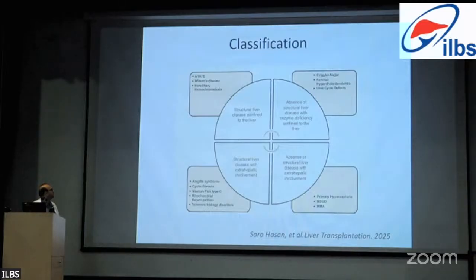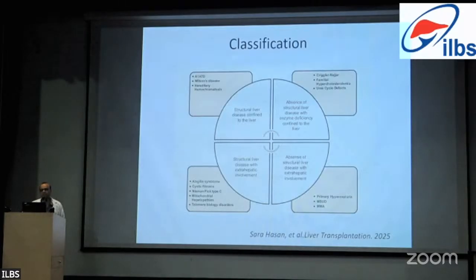On the right side, there is absence of structural liver disease with enzyme deficiency confined to the liver. This is a very important group, because many proponents suggest that 15 to 20% of normal liver activity is sufficient to correct the enzyme deficiency. When the enzyme deficiency or the problem is limited or confined to the liver, typical are Crigler-Najjar syndrome, familial homozygous hypercholesterolemia, and urea cycle defect.